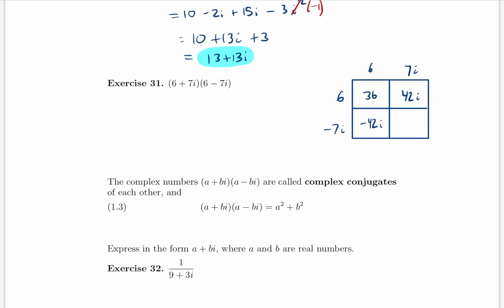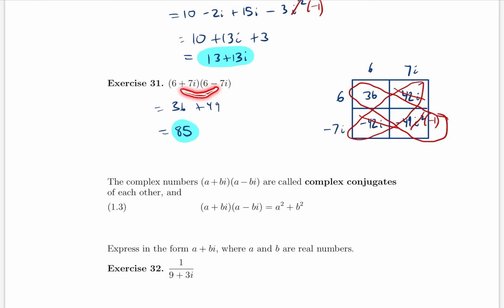42i, -42i, -49i squared. And remember, i squared is -1. So this is really +49. And now we can combine like terms. So like terms, these are like terms, and they actually are opposites, so they cancel, and these are like terms. So we have a 36 plus a 49, which is going to be 85.